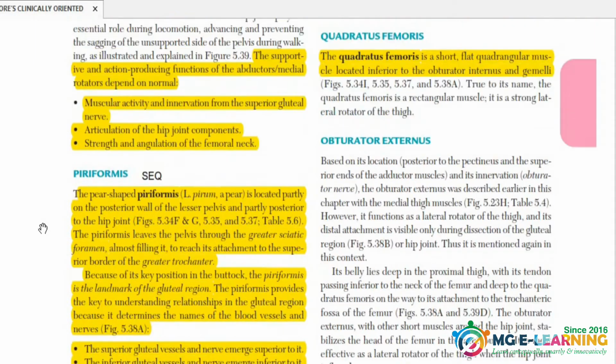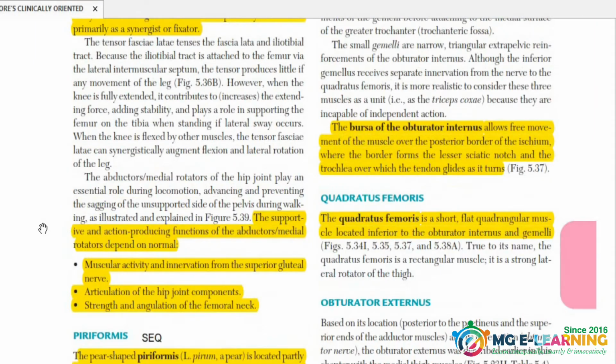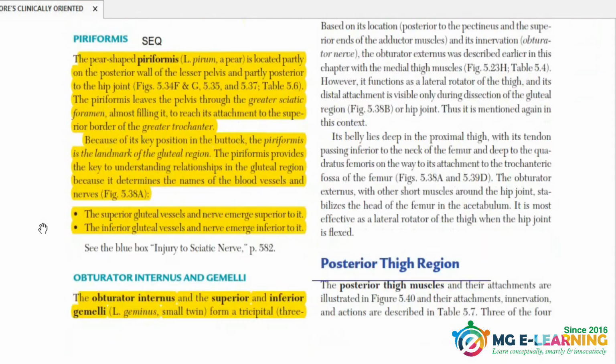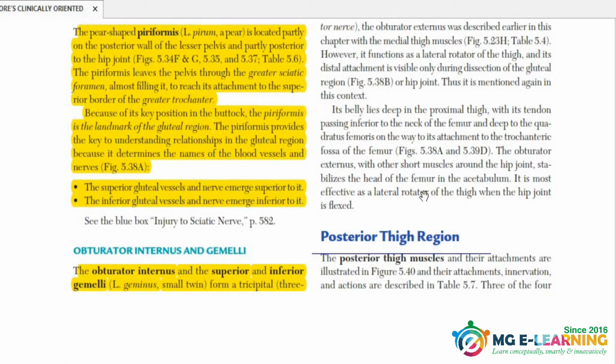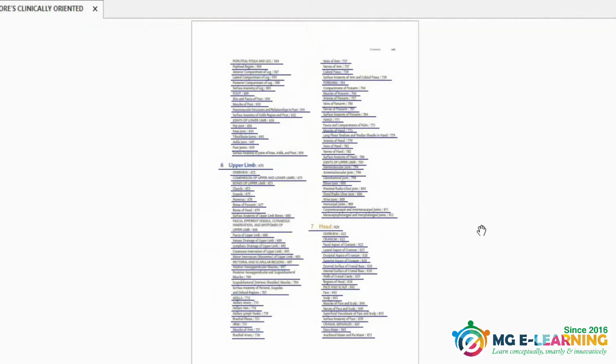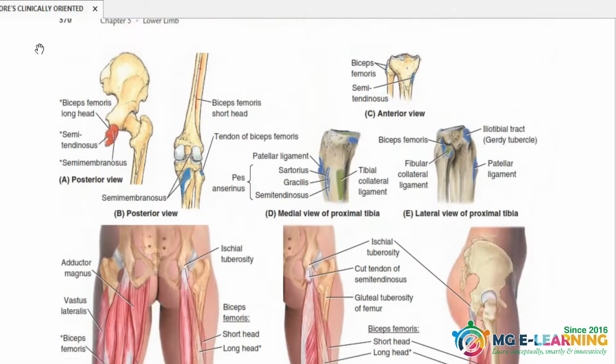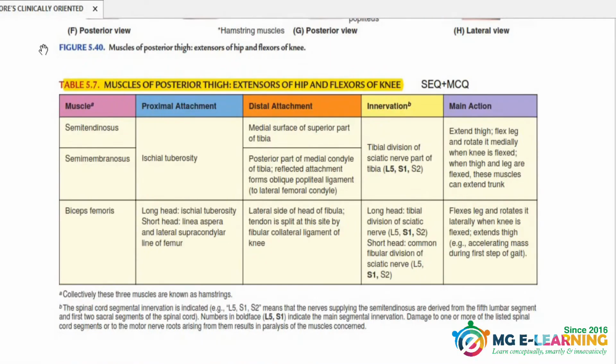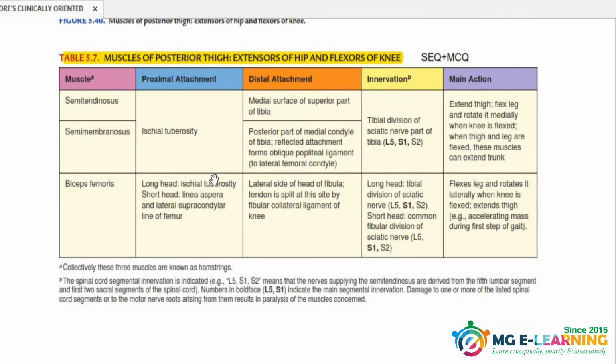Obturator internus, gemelli, obturator externus and quadratus femoris. You just have to read it from the MCQ point of view. Next our topic is the posterior thigh region, and this table is important to see the extensors of the hip and flexors of the knee. It is important from the MCQ and SCQ point of view.